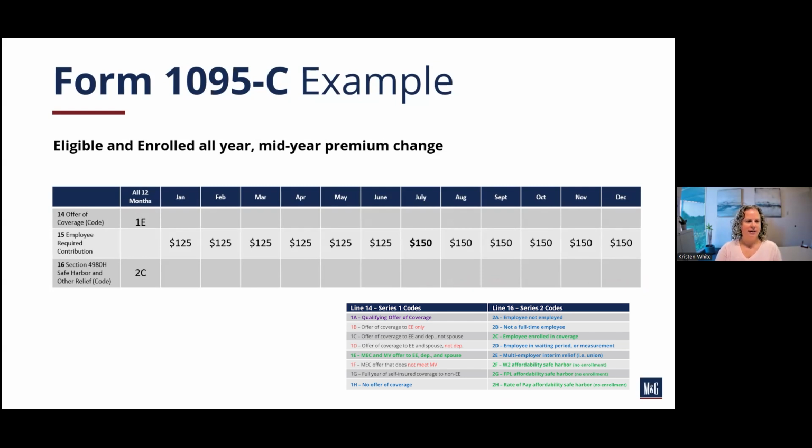Okay, this one, eligible and enrolled all year, but the premium changed mid-year. So offered coverage all year, enrolled all year, but with this change, we probably had a July start date with our plan year. So the premiums increased when that new plan started, but we're still at the same affordability. So we just put in that new amount.